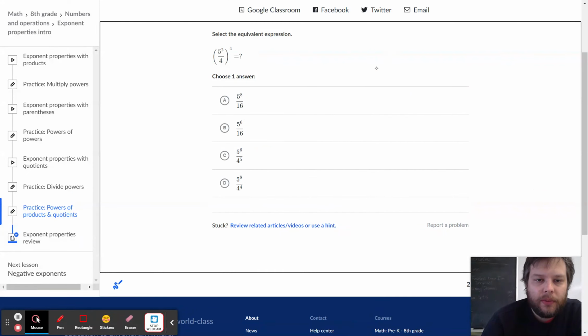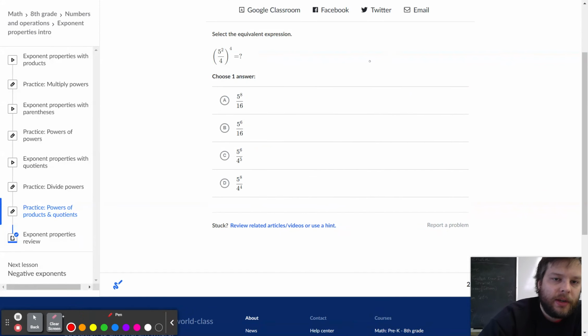Okay, let's look at this one here. I have 5 squared over 4 to the 4th. So I know that's going to be equal to 5 to the 8th divided by 4 to the 4. So it turns out just to be answer choice D. Not a lot more to it.